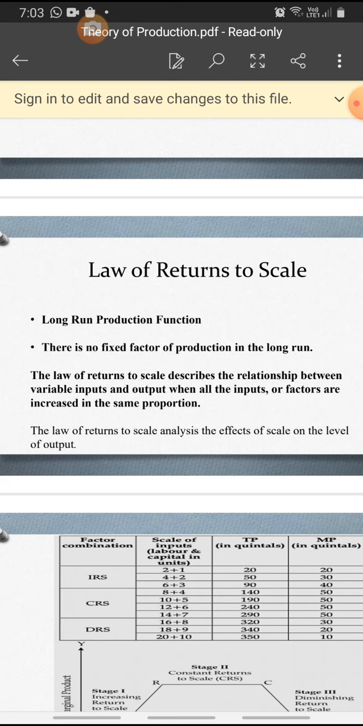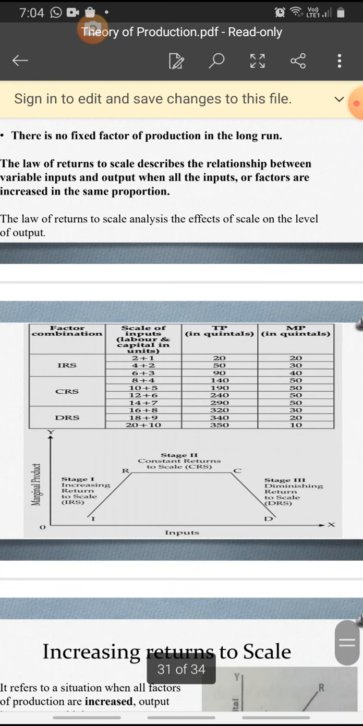The law of returns to scale describes the relationship between inputs and output when all factors are increased in the same proportion. Then the law of returns to scale deals with the effects of scale on the level of output. It deals with the effects of scale on output. Let's see the table and the diagram.